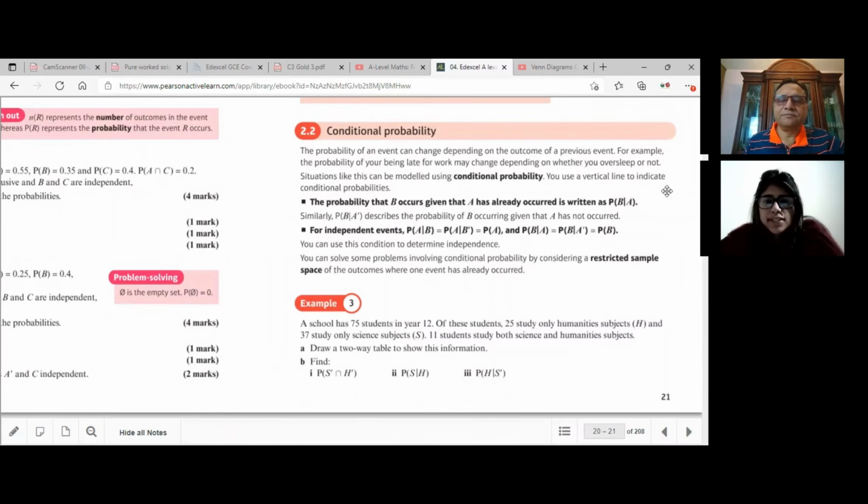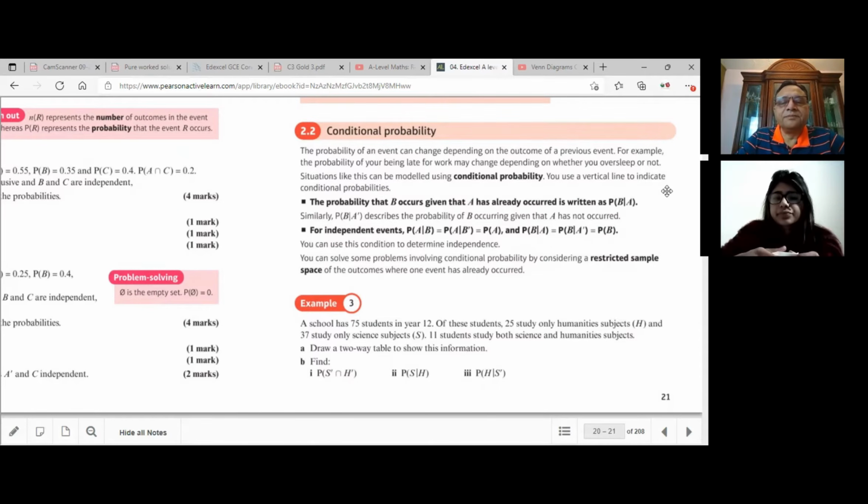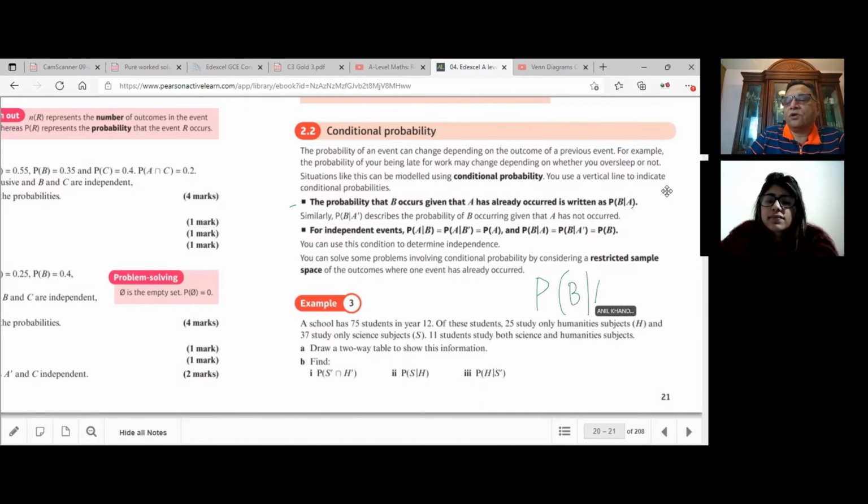The probability of an event can change depending on the outcome of a previous event. For example, the probability of you being late to work may change depending on whether you oversleep or not. Situations like this can be modeled using conditional probability. You use a vertical line to indicate conditional probabilities. Okay, like the tree diagram stuff. The probability that B occurs, given that A has already occurred, is given by this, right? So you write P of B given A.